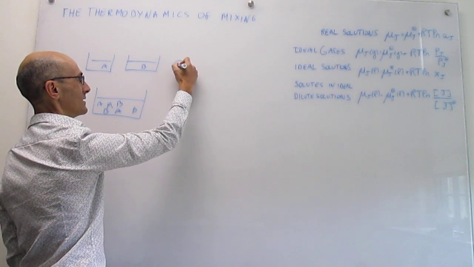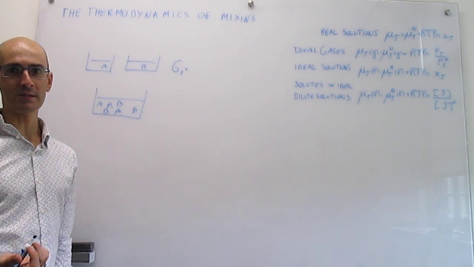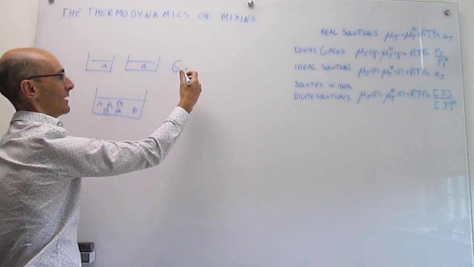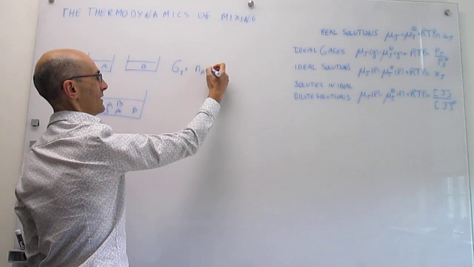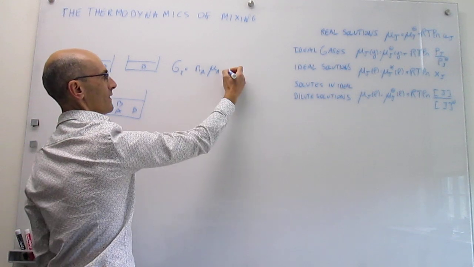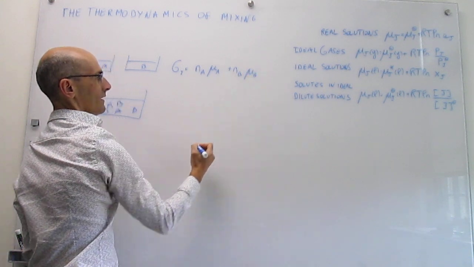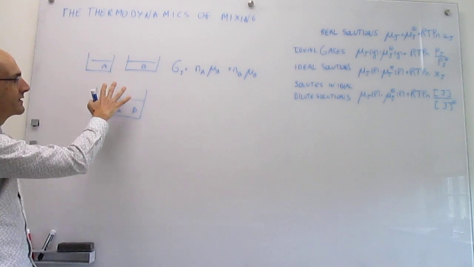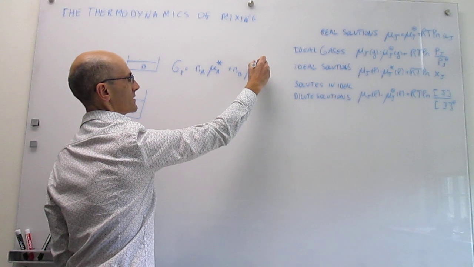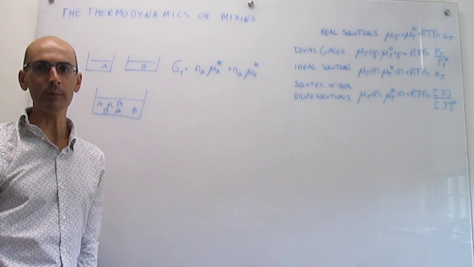For the initial point, this is going to be fairly straightforward. Notice that the total Gibbs energy will be the Gibbs energy of this plus the Gibbs energy of that. So that is going to be simply the number of moles of A times the molar Gibbs energy of A, but of course we call that the chemical potential, and then the number of moles of B that you have times the chemical potential of B. Now notice that these liquids are pure, so those chemical potentials are simply going to be the chemical potentials of the liquids when pure. And that's what we use the asterisk to denote, pure liquids.